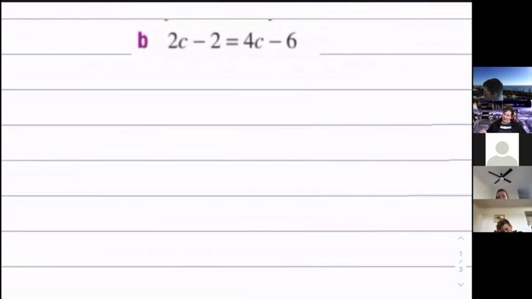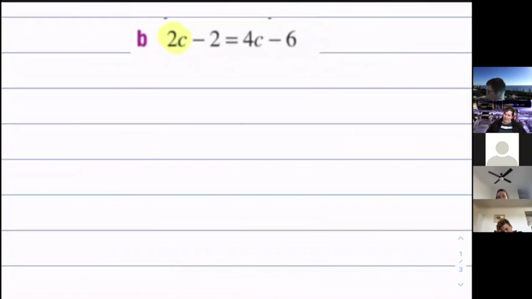This question's really similar, so let's have a look. 2c and 4c. 4c is bigger than 2c, so I'm going to get everything over to the right. So I'm going to minus 2c.